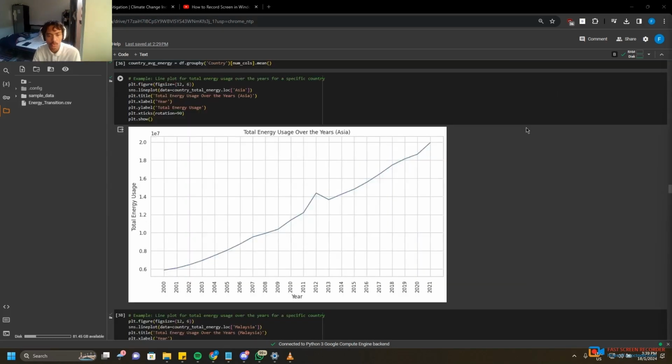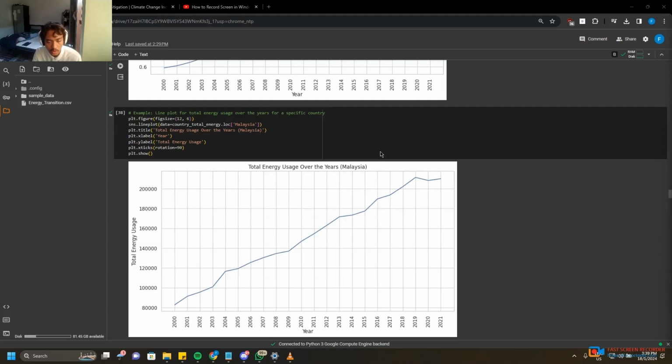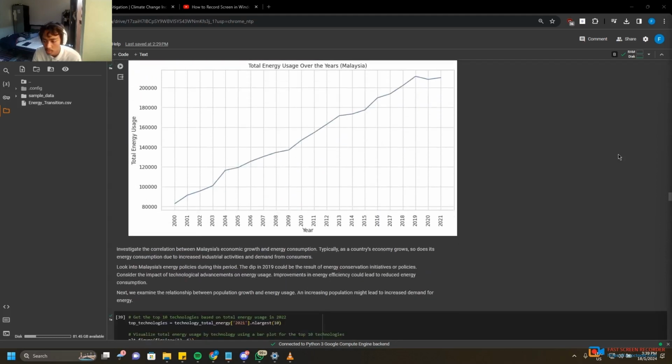So we go to our second and third visualization. Total energy usage over the years for Asia and total energy usage over the years for Malaysia. So typically, as a country's economy grows, so does its energy consumption due to increased industrial activities and demand from consumers. We look into Malaysia's energy policies during this period. The dip in 2019 could be the result of energy conservation initiatives or policies. Consider the impact of technological advancement on energy usage. Improvements in energy efficiency could lead to reduced energy consumption.